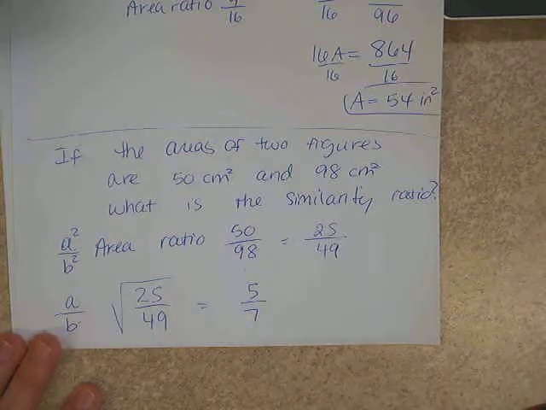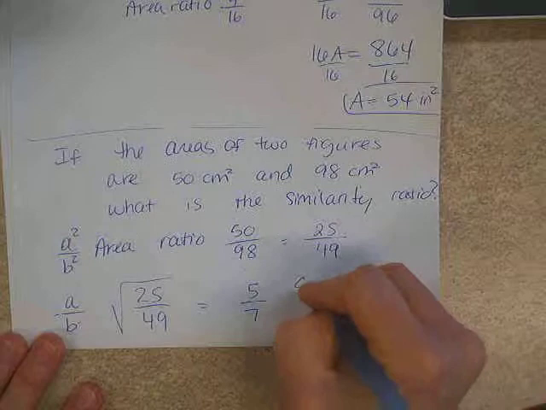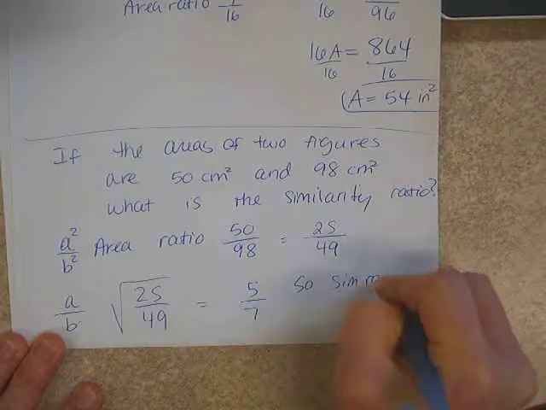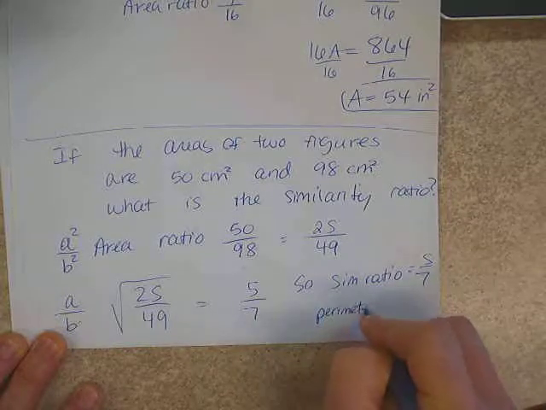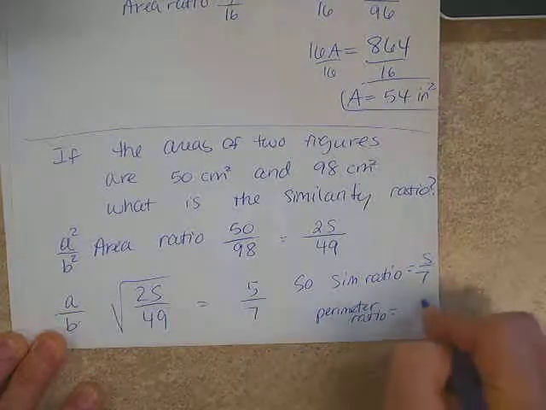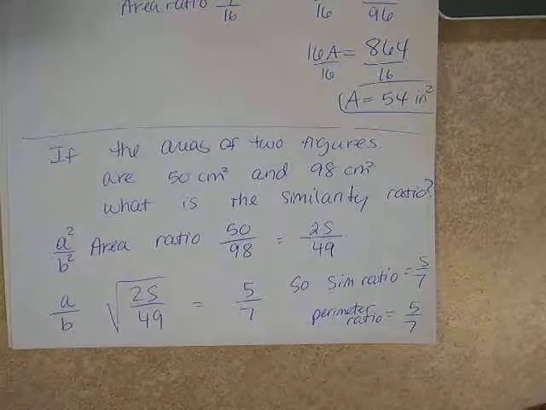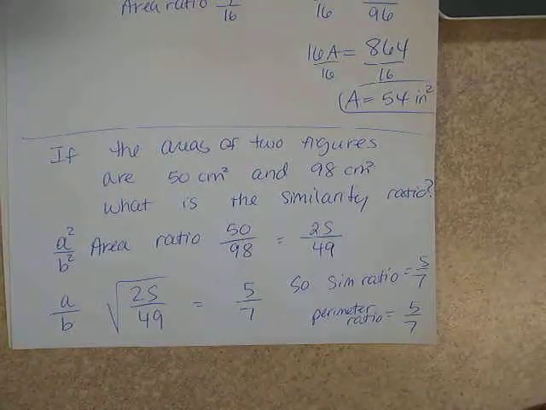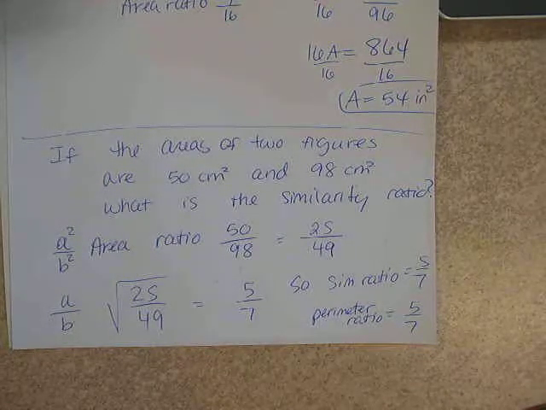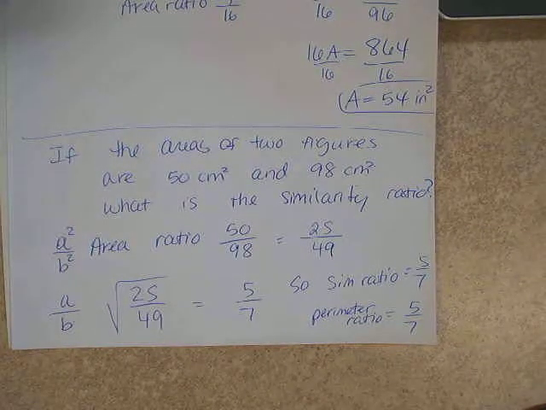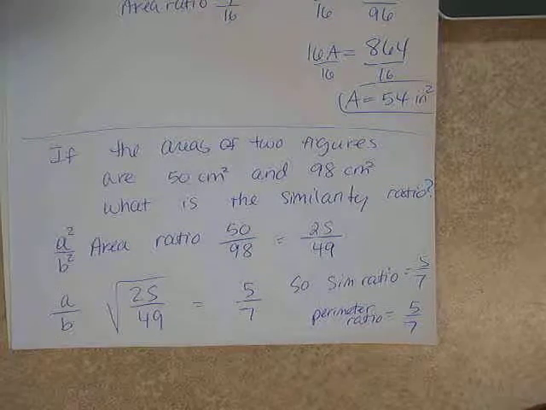Yep, so to get A over B, we're going to square root 25 over 49. Yes? Did you do 5 over 7? Yes. That's how we're getting 5 over 7, taking the square roots. So 5 over 7 would be our similarity and perimeter ratio. So the similarity ratio is 5 over 7, and if we needed it, the perimeter ratio is also 5 over 7.